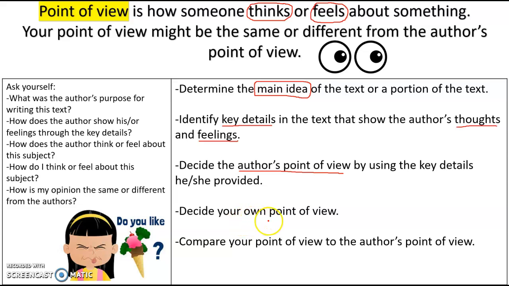Then we need to think about how we feel, so we'll decide our own point of view. You might think that broccoli ice cream sounds really good, so you might feel differently than this little girl. Then you'll compare your point of view to the author's point of view in your writing and in your discussion.